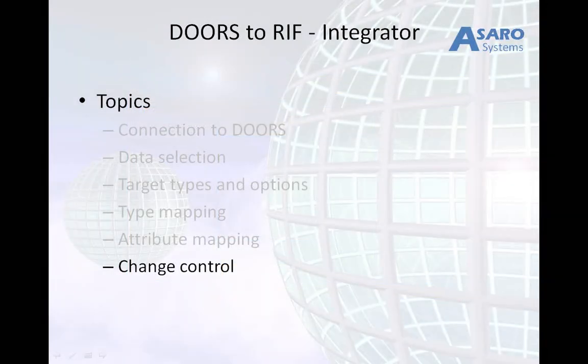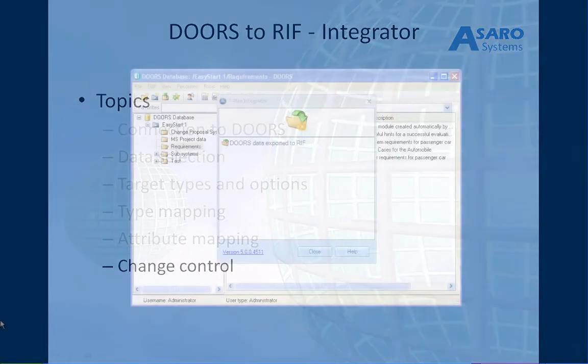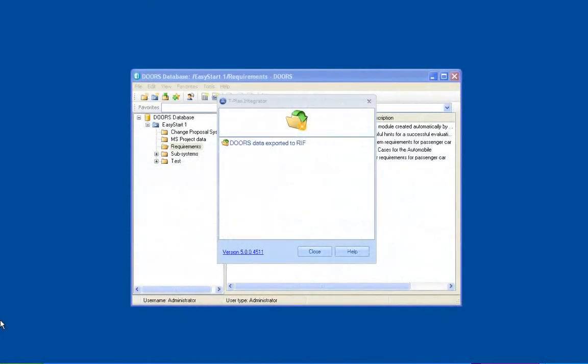So you've now seen how you can pull the data from DOORS into a RIF format and how you can pass that on to other organisations. What we now need to do is have a look at how you can keep that information up to date and what changes should then be sent through to your third-party suppliers or subcontractors. Okay, so let's have a look at how we can manage that change.